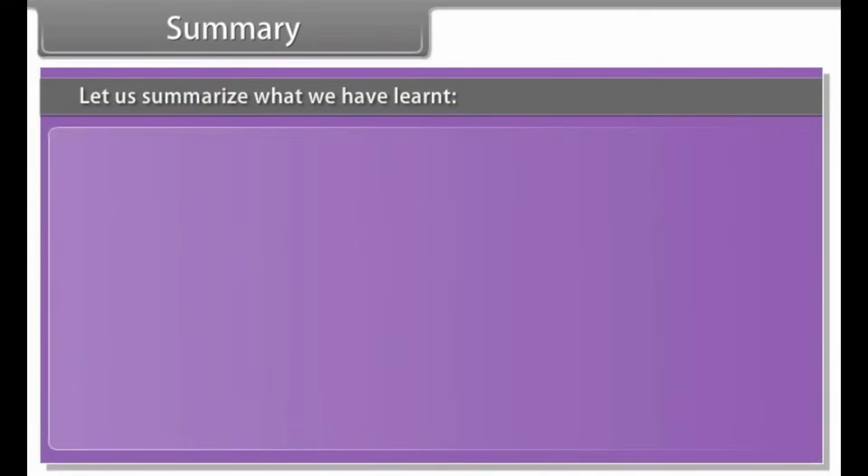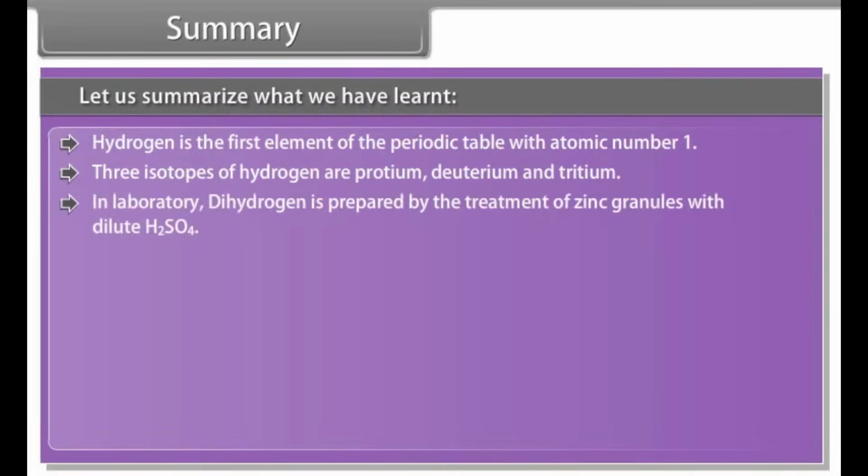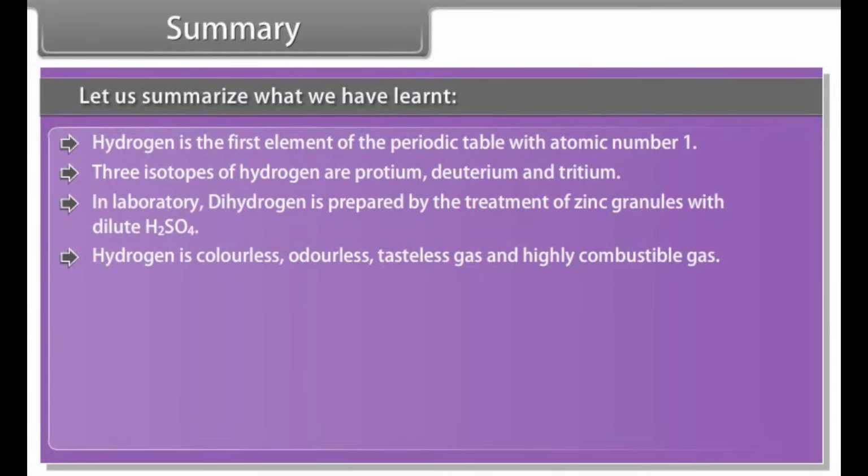Summary. Let us summarize what we have learned. Hydrogen is the first element of the periodic table with atomic number 1. The 3 isotopes of hydrogen are protium, deuterium and tritium. In the laboratory, dihydrogen is prepared by the treatment of zinc granules with dilute sulfuric acid. Hydrogen is a colorless, odorless, tasteless and highly combustible gas.